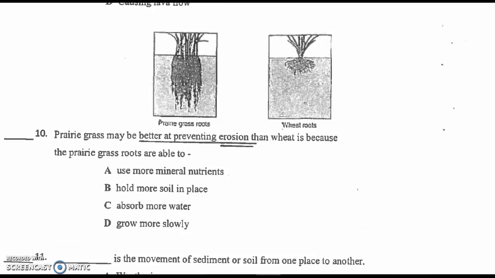Number 10. Prairie grass may be better at preventing erosion than wheat is because the prairie grass roots are able to A, use more mineral nutrients. B, hold more soil in place. C, absorb more water. D, grow more slowly.